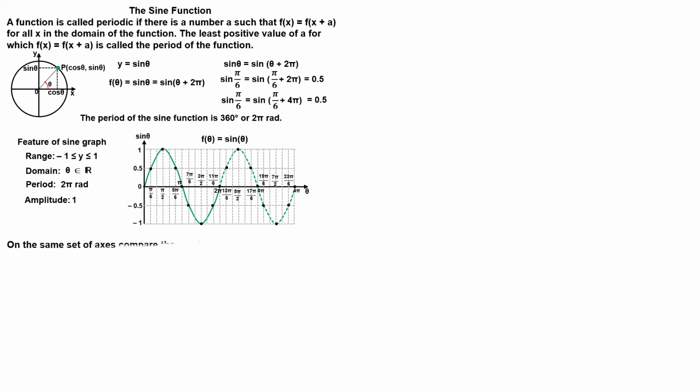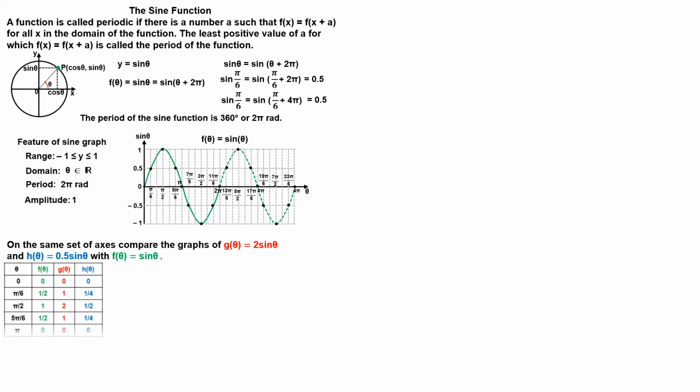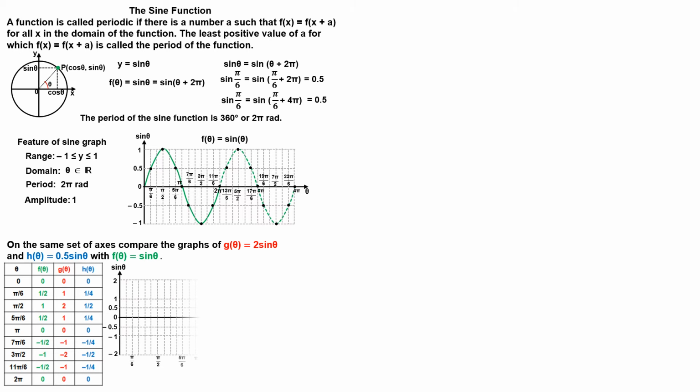On the same set of axes, compare the graphs of g of theta and h of theta with f of theta. Let's make a table with the values of each function. The green graph is the standard sine function. We now draw the red graph.